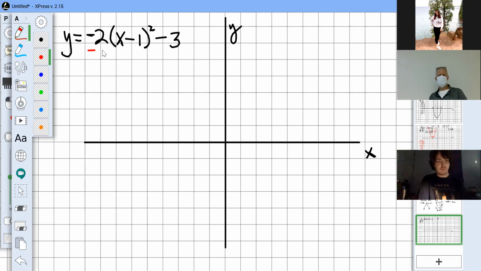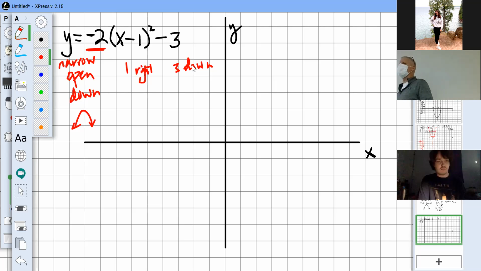This -2 is going to do two things. It's going to make it open down, so it's going to go like that. And it's going to stretch it out, it's going to make it narrow. That's going to be 1 to the right. And that's going to be 3 down. Okay, so what am I moving 1 to the right and 3 down? I mean, the whole thing is, but specifically what starting point is going 1 right and 3 down?